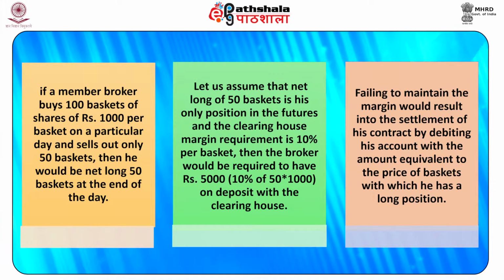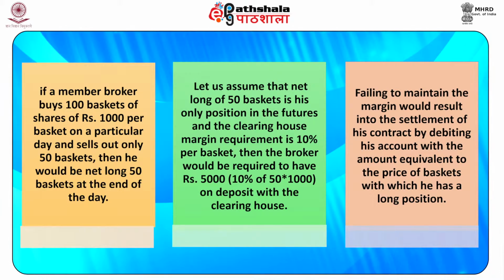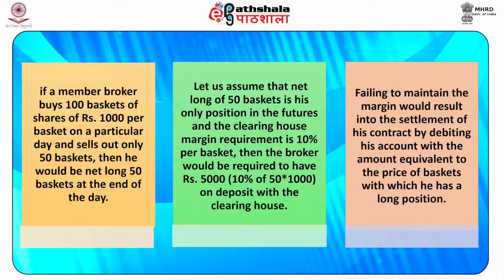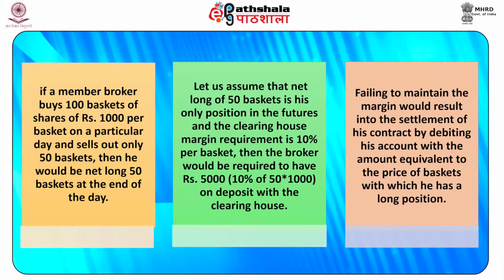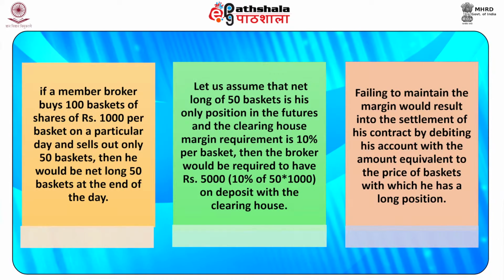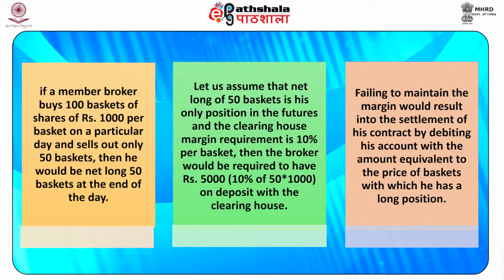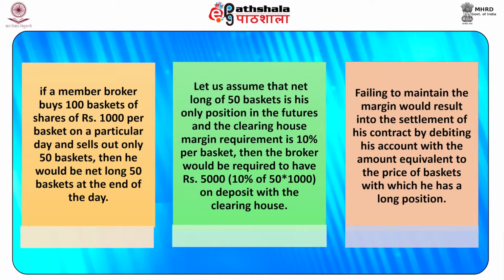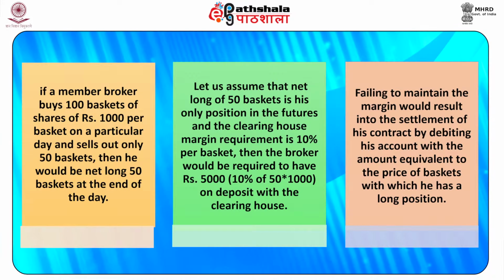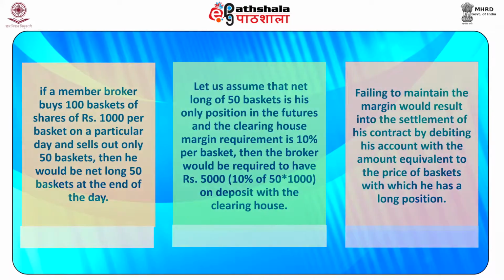Then the broker would be required to have rupees 5000, which is 10% of 50 into 1000, on deposit with the clearing house. Failing to maintain the margin would automatically result in the settlement of his contract by debiting his account with the amount equivalent to the price of the baskets with which he has a long position.